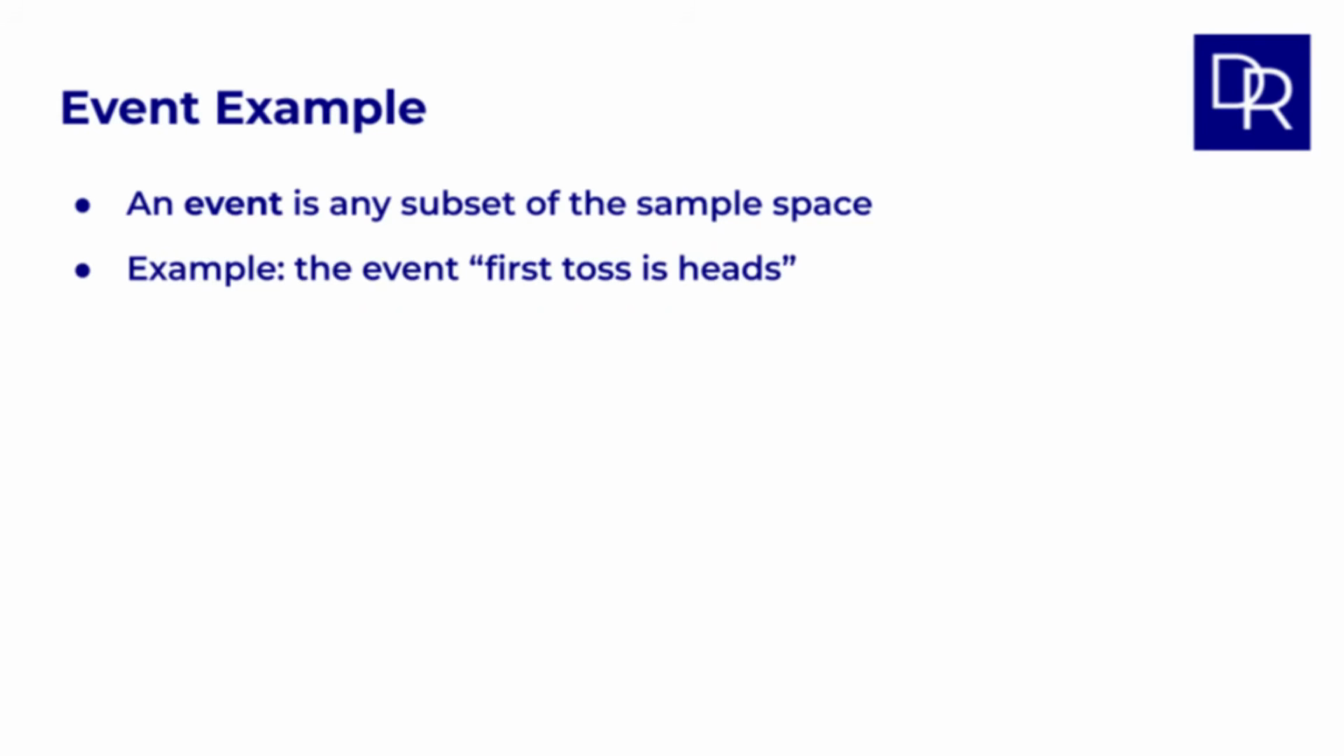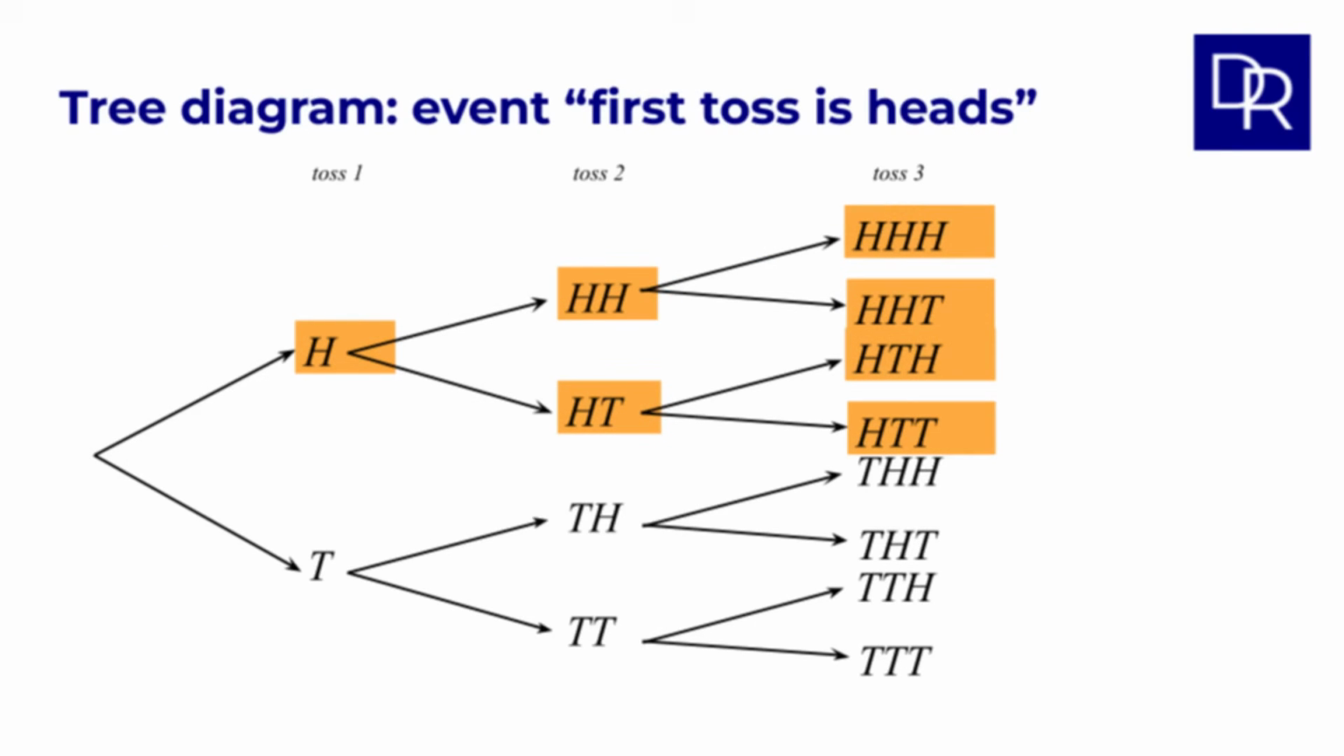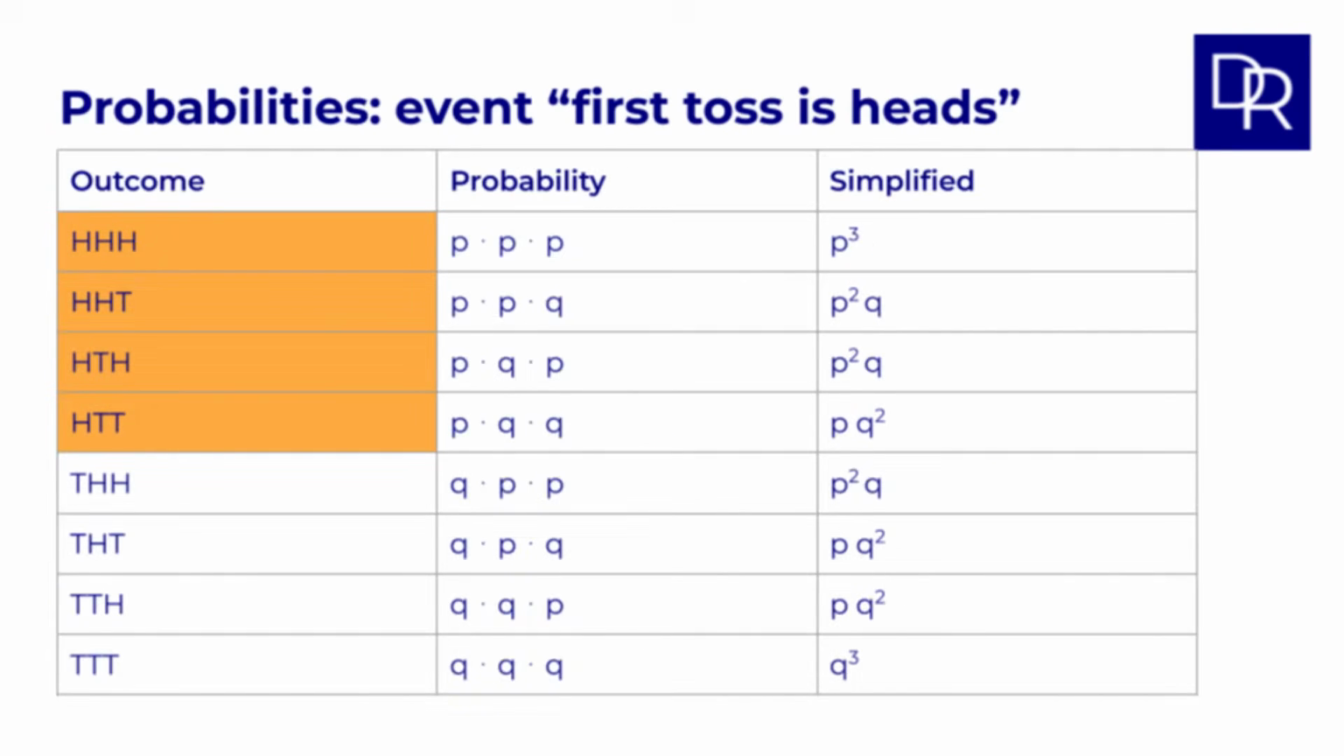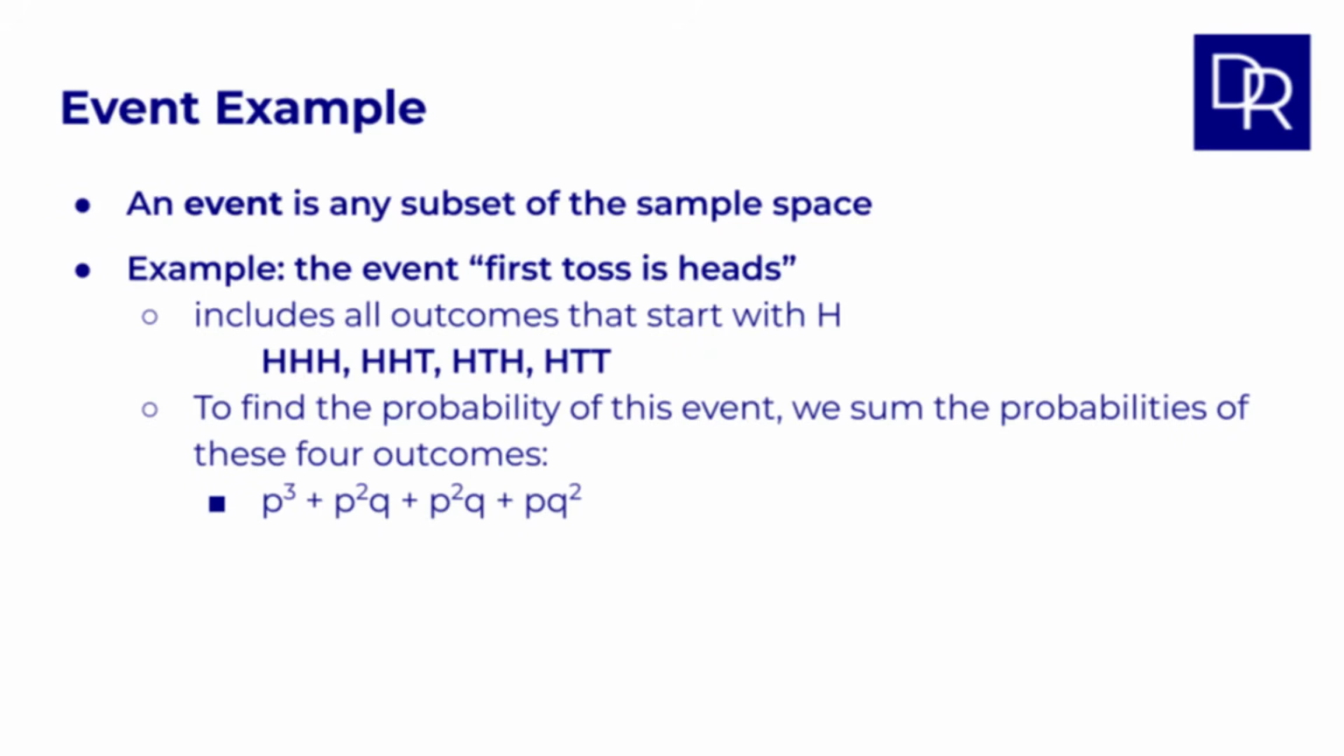Now, an event is any subset of the sample space. For example, the event first toss is heads. We see this displayed in the tree and then also in the table. So the event first toss is heads includes all outcomes that start with H: HHH, HHT, HTH, and HTT. To find the probability of this event, we sum the probabilities of these 4 outcomes. That gives us p cubed plus p squared q plus again p squared q plus p q squared.